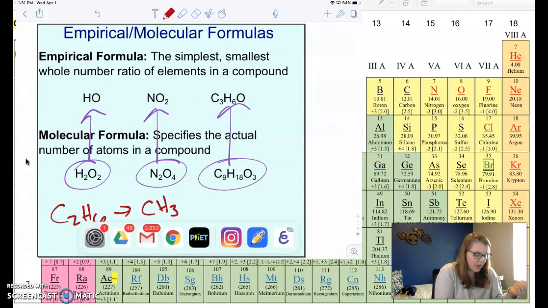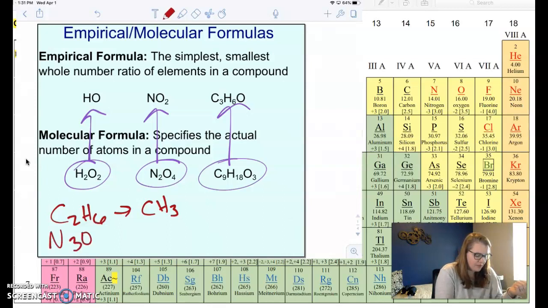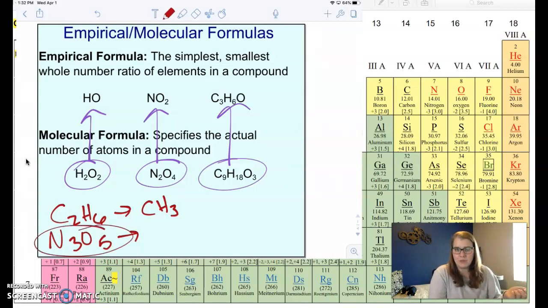Sometimes I could give you a formula and say, what is the empirical formula? And then it cannot be reduced further. So then that means the empirical formula just is the molecular formula. So for example, NO2 is a thing, okay? But so is N2O4. N2O4's empirical formula is NO2. NO2's empirical formula is NO2.